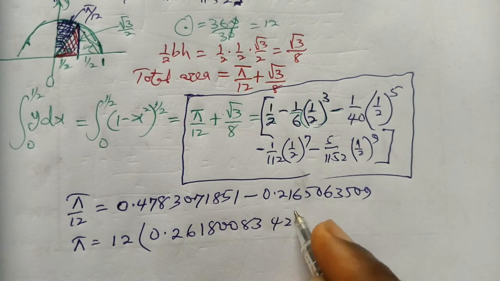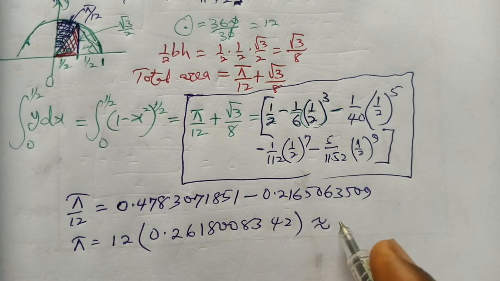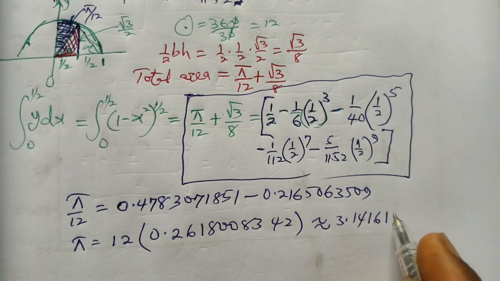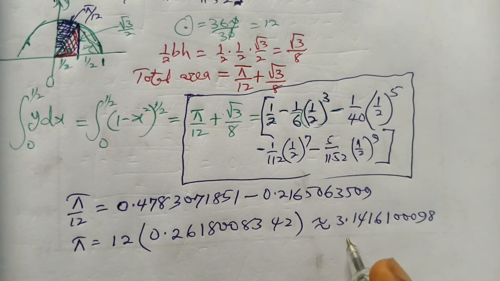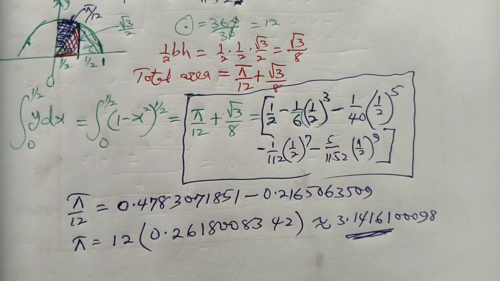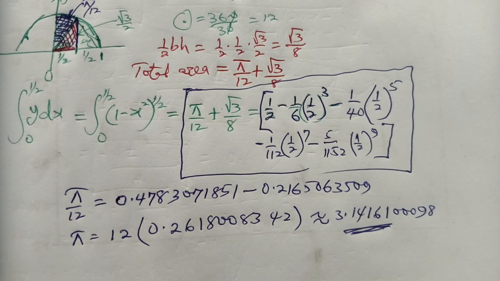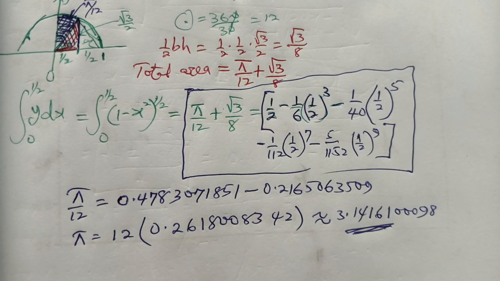So that pi will be equal to 12 times, if you subtract this, you have 0.261800834, and that's approximately 3.14161000098. So that is the value of pi from the equation of a circle, binomial theorem, and integration.